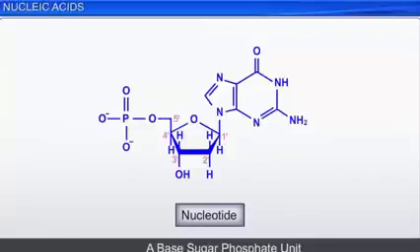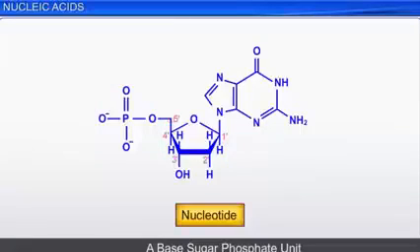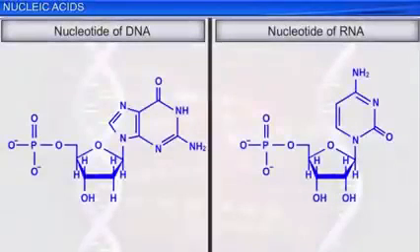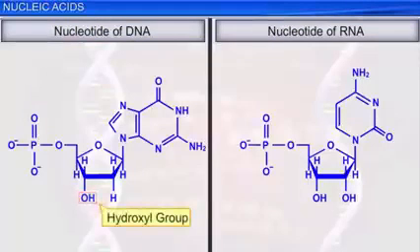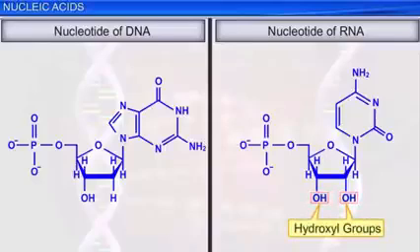A pentose sugar with the nitrogen base at the C1 prime carbon and a phosphate group at the C5 prime position is called a nucleotide, a base sugar phosphate unit. Look at the structure of a nucleotide of DNA and RNA. You can see that there is only one hydroxyl group attached to the sugar ring of DNA, while there are two hydroxyl groups attached to the sugar ring of RNA.